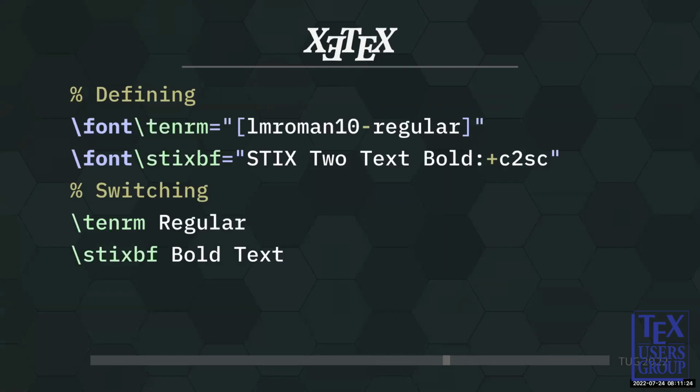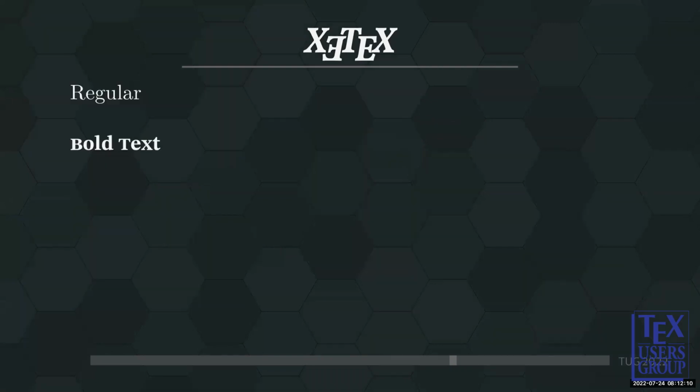XeTeX is where things get interesting. They've extended the standard font primitive so that you can first of all use quotation marks to make sure that the spaces are fine. If you include something in square brackets, that's a file name lookup, which is fairly similar to standard TeX. What's different here is you can just use OpenType and TrueType files natively. If it's unbracketed, you can use a font name lookup, which isn't really recommended because font names can be really wildly inconsistent, but it works fairly well for the most part. After the colon, you can add some features, and of course, you can switch between the fonts. Here you can see I've added the caps to small caps feature, which made the capitals into small caps.